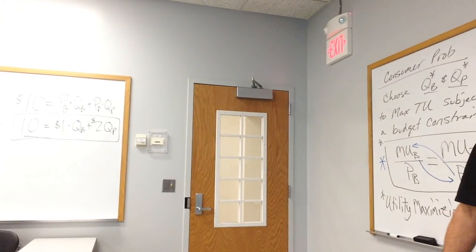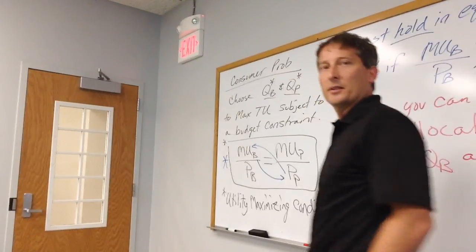How does that look in the graph? How does that look?